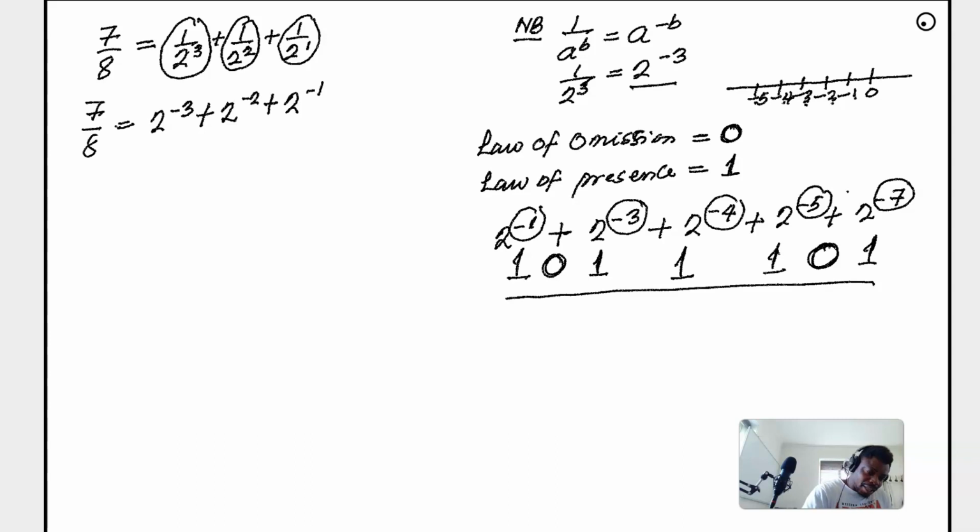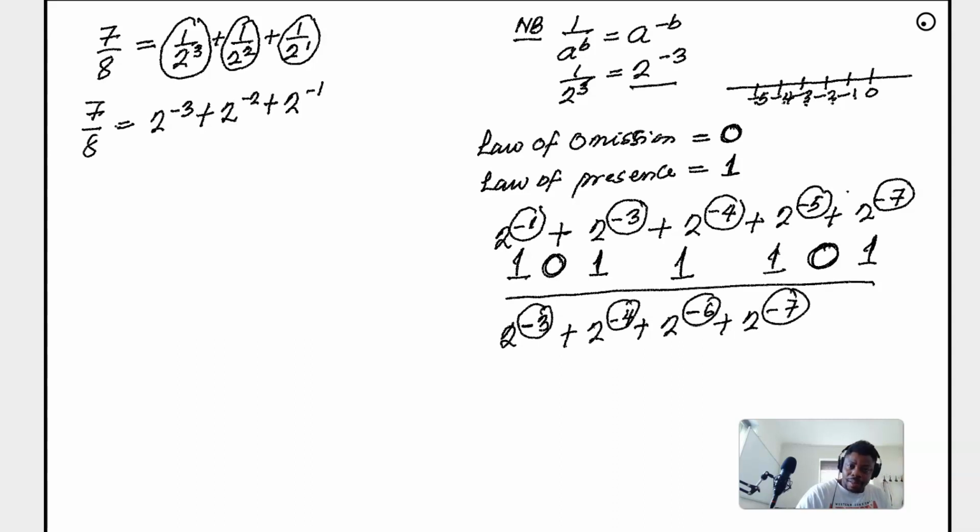I give you an example again. Let's start with this. Okay. Remember, we concentrate on the power. And we'll always start from minus 1. So is minus 1 present here? No. Because this is starting from minus 3. So minus 1 is not present. I will use 0 because it's omitted.